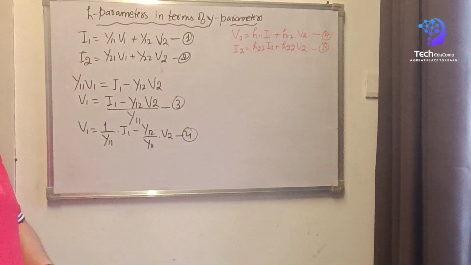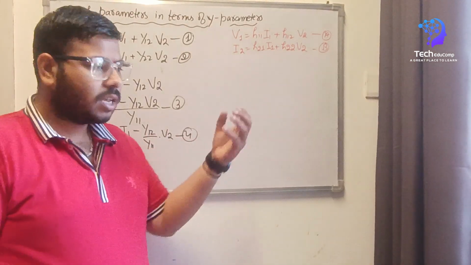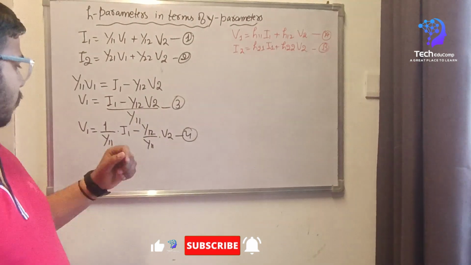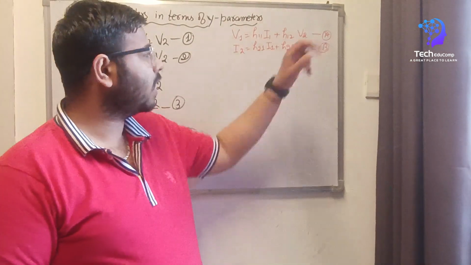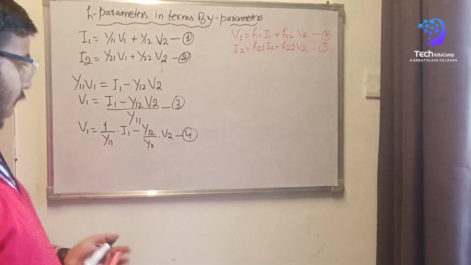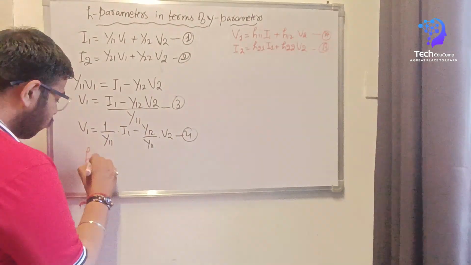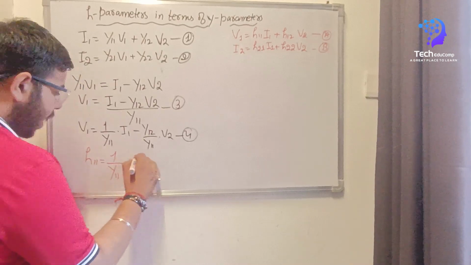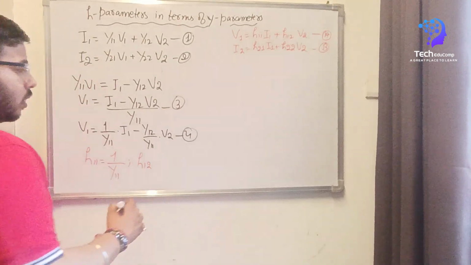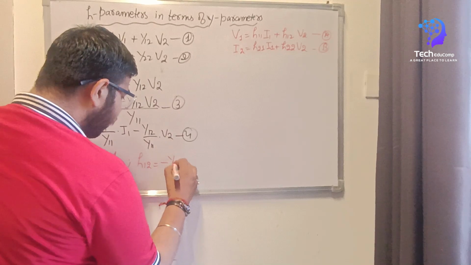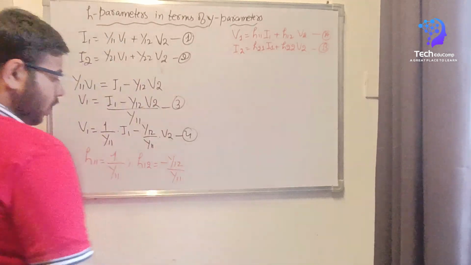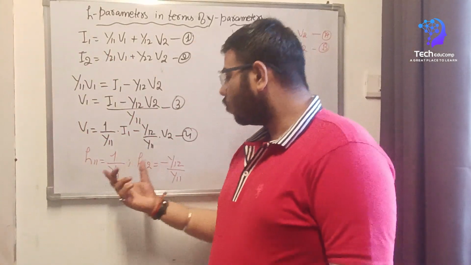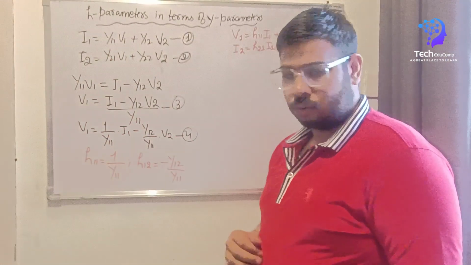Now just a simple trick, just to rewrite the equation in simpler form. So now compare this equation number 4 and equation number A. We observe that the value of H11 is equal to 1 by Y11 and the value of H12 is equal to minus Y12 by Y11. So by using simple mathematics, we found the values of H11 and H12.